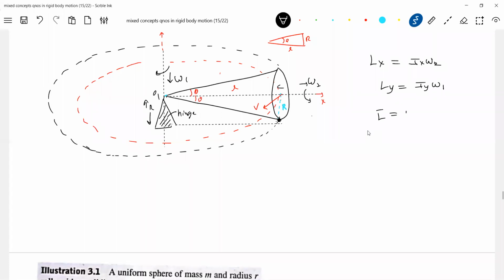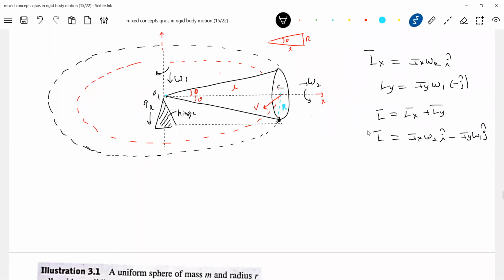What is the total angular momentum? Lx bar plus Ly bar. If you put it in terms of unit vectors, this will be Ix omega 2 i cap minus Iy omega 1 j cap.